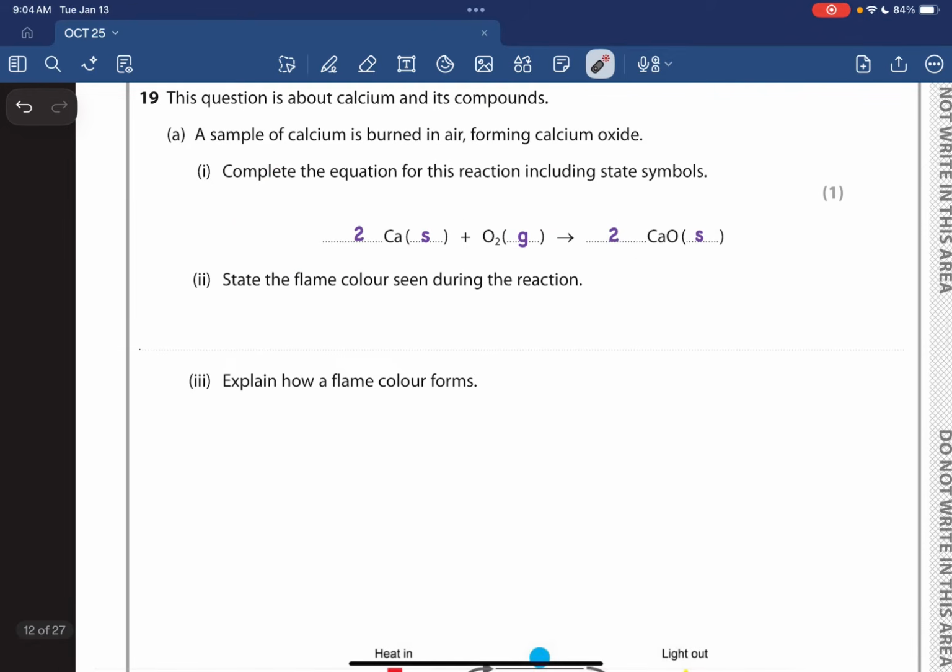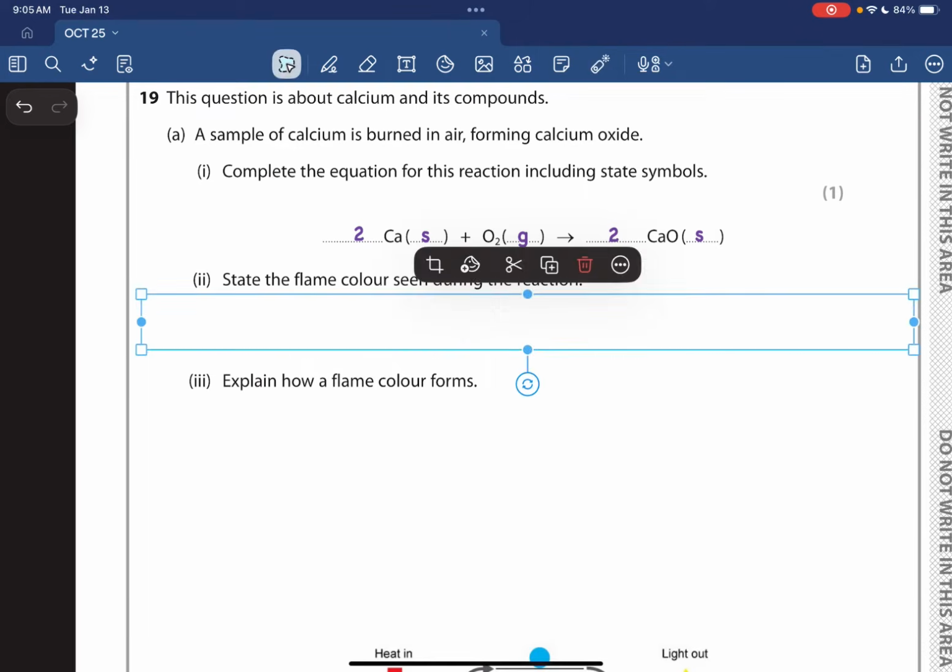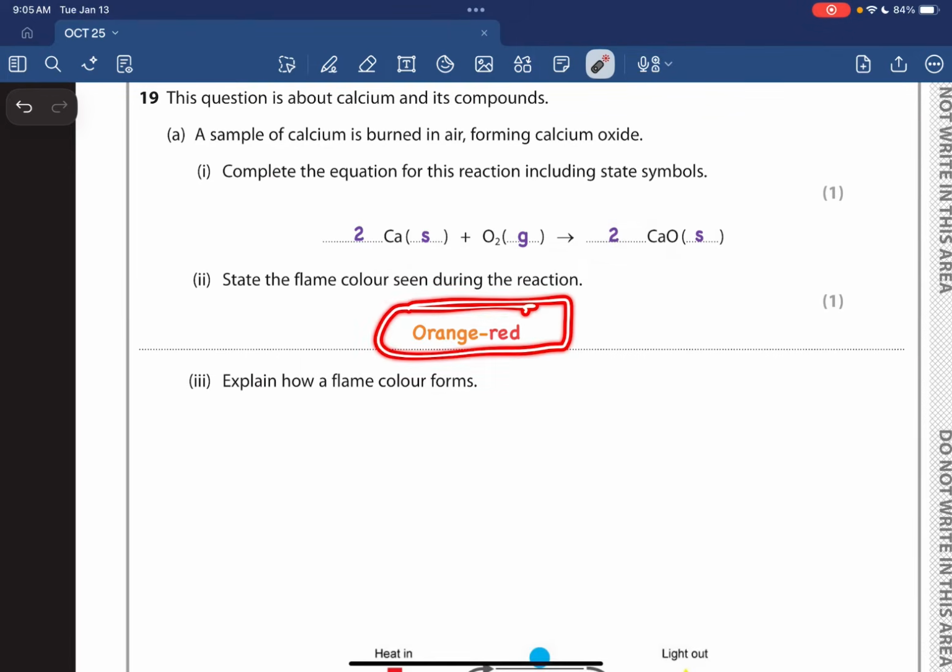Now state the color change for this reaction. This is going to be orange red. Okay, you should be having this memorized as well. The color change for this, the flame color produced during this, should be orange red.